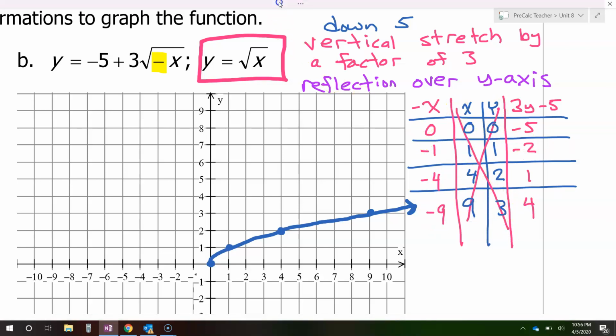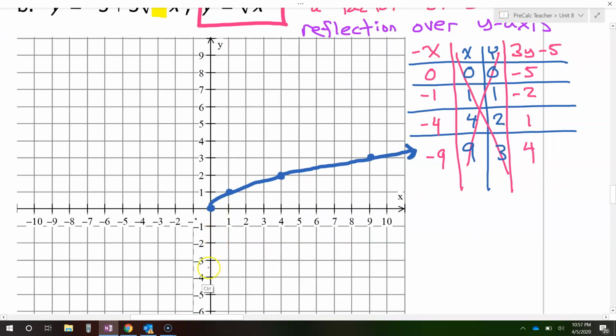So now we can plot these new points. 0, -5 will be right here. -1, -2.